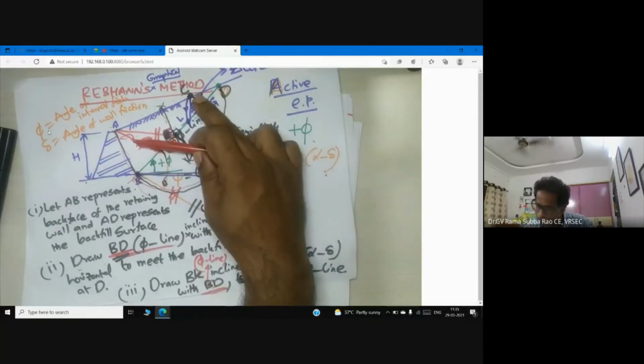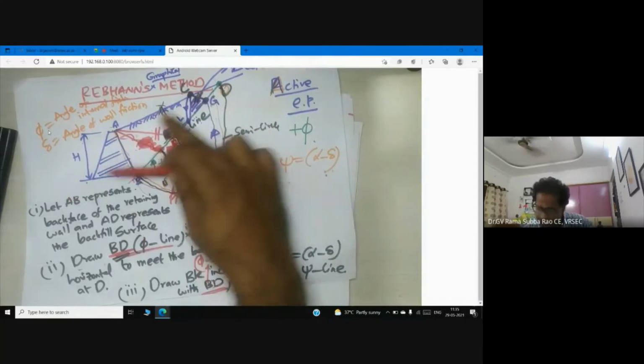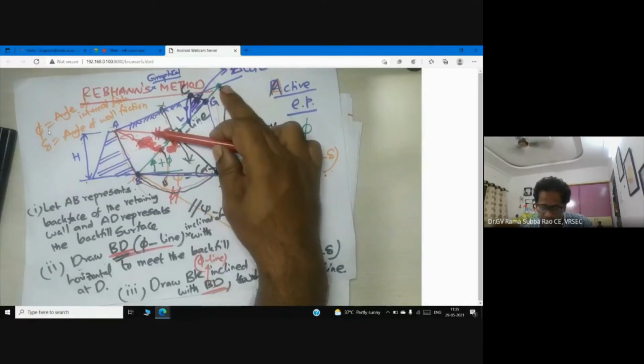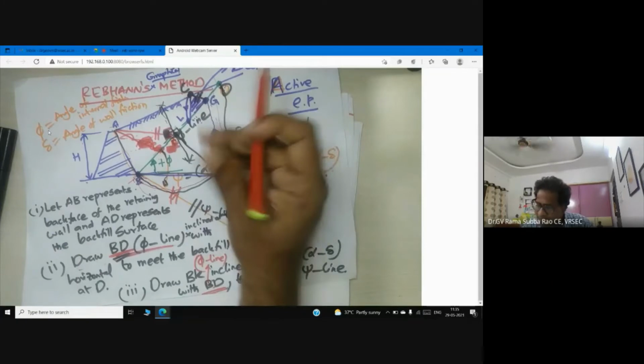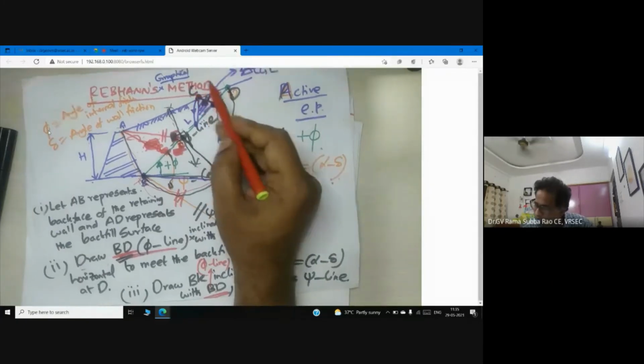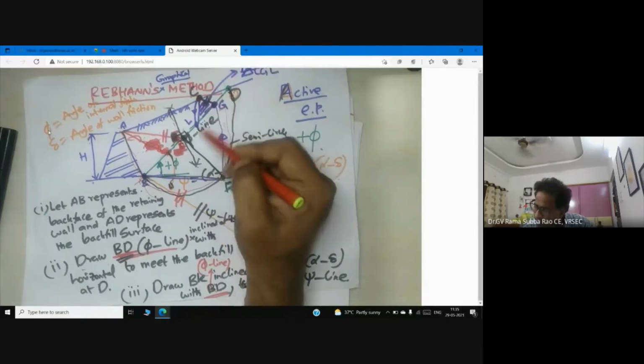Okay. So backfill surface is AD. Through Z, draw a line parallel to the psi line. So now I'm getting C. Now what I have to do? I have to transfer this CZ to the phi line again.